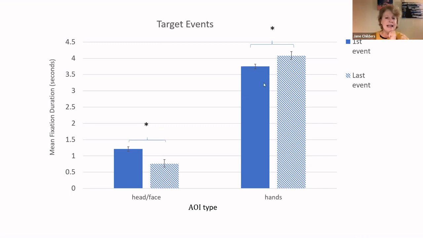Whereas looking to the hands increased. So that's really interesting. They're looking more as the trials go on, and they're hearing that verb repeated, and they're seeing these alignable events. They're looking more at the hands as they go on. Overall, they look more at the hands than the face too. The hands are moving, but this increase is what I'm interested in, is how their attention is changing as the trials go on, and looking to the hands is increasing.